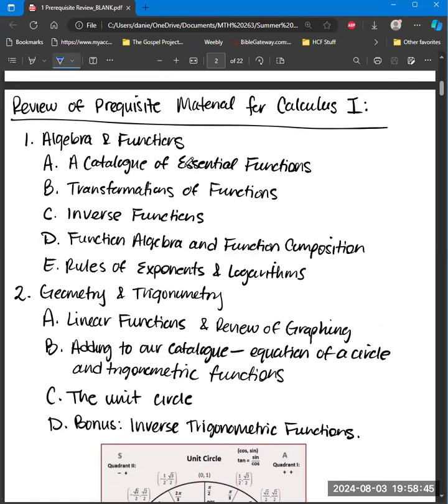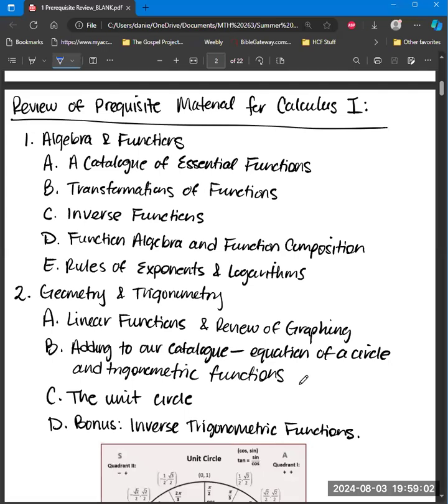First, algebra and functions, and we're going to talk about a catalog of essential functions, then transformations of functions, inverse functions, function algebra and function composition, and then rules of exponents and logarithms.